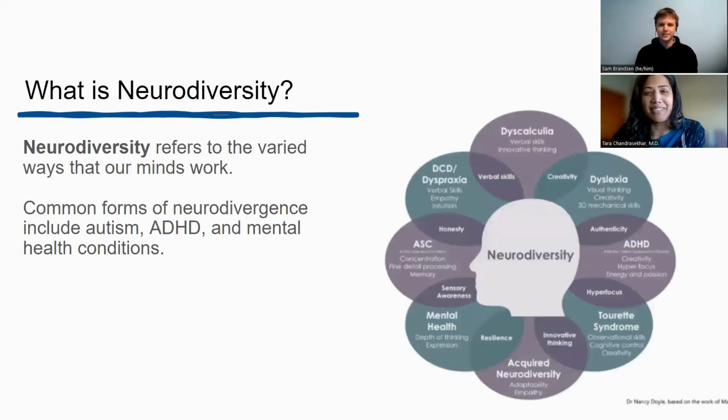So what is neurodiversity? Neurodiversity is an inclusive term that describes the different ways that our minds work. As you can see from the figure, neurodiversity can include a number of different conditions, including autism spectrum, ADHD, mental health conditions, learning disabilities, and a variety of other things. And going back to our strengths-based approach, we want to highlight that each of these conditions is noted for particular strengths, such as hyperfocus, authenticity, creativity, and so on.